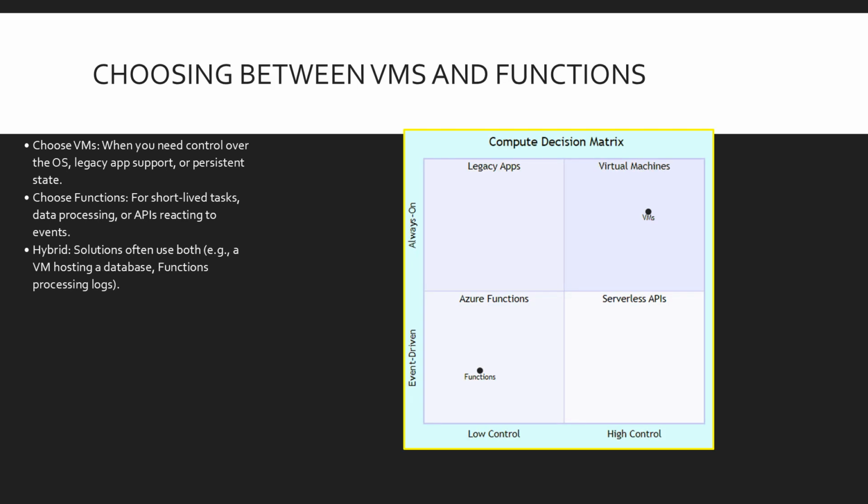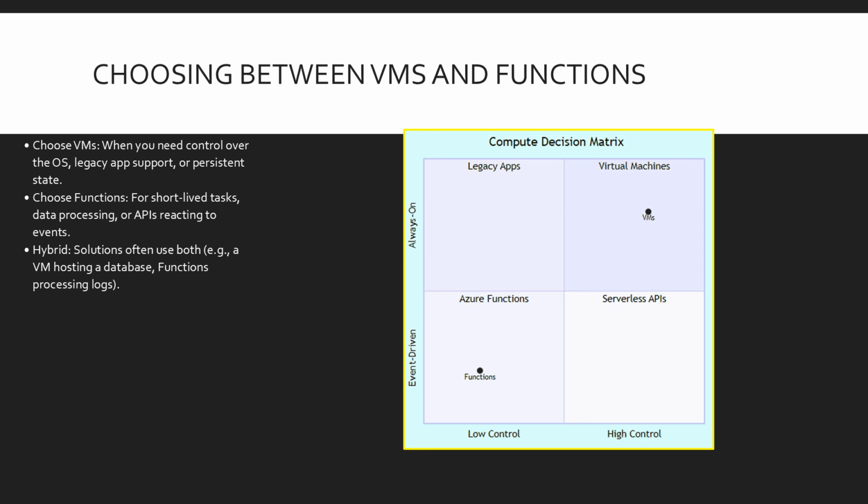When should you use which? Choose Azure Virtual Machines when you need total control over the operating system, or when you are migrating legacy applications that require a specific environment. VMs are also necessary if your application maintains a long-running, persistent state on the server. On the other hand, choose Azure Functions for tasks that are short-lived and stateless, such as processing image uploads, responding to webhooks, or running scheduled tasks. Often, the best architecture combines both, using VMs for core, steady-state workloads and functions for lightweight, event-driven tasks.